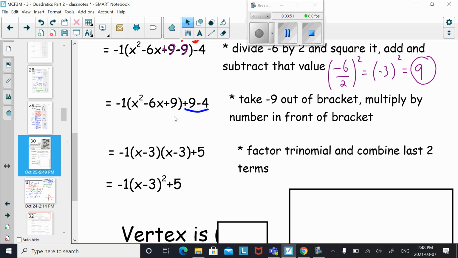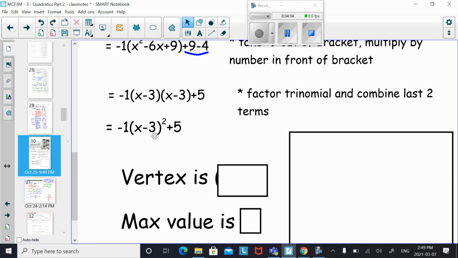And when you're working through these questions, when you factor this trinomial in here, it will always be the same number. So you'll have the same thing in both brackets. Okay, so this is in vertex form. The vertex from this form will come from the -3, and then the 5 right here. The equation for vertex form is y equals a(x minus h) squared plus k. So the h is right here, and that's the k. So it's going to be 3 and 5.